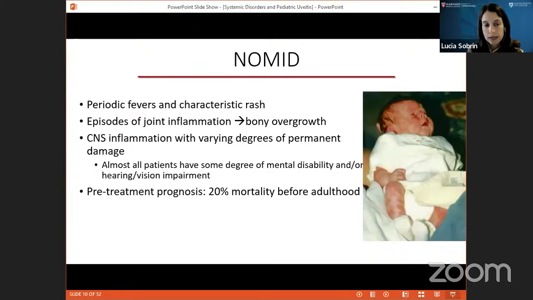The arthritis is unique in that it causes bony overgrowth, and these children often have these very distorted joints early on in life. And the CNS inflammation, as I alluded to, can lead to varying degrees of permanent damage, including mental disability. And so it's very important to identify and treat these patients early, given the very severe prognosis.